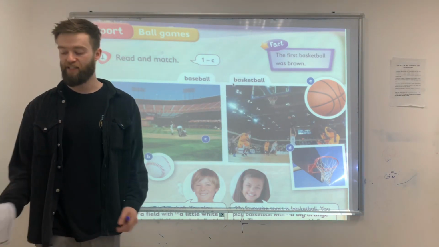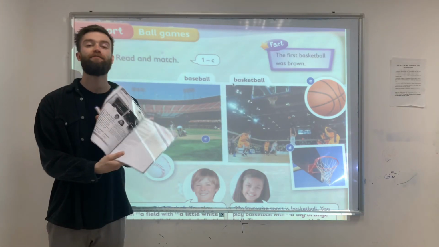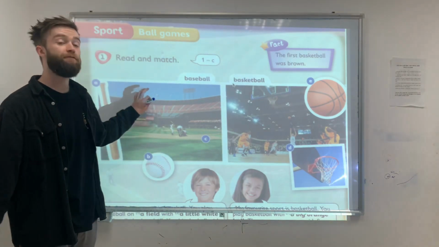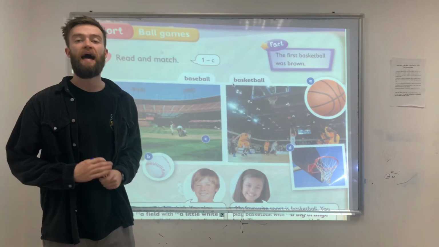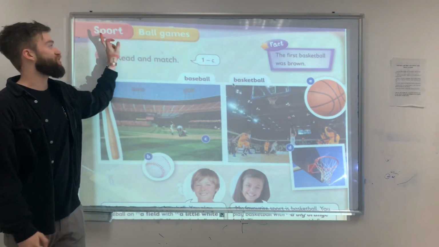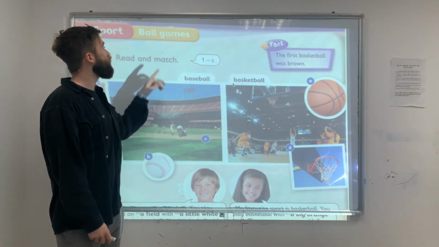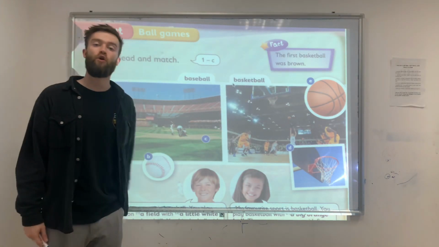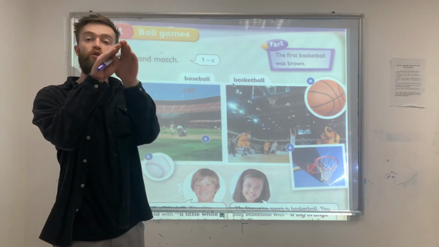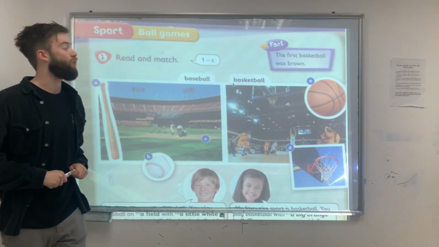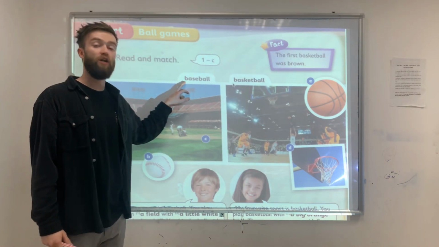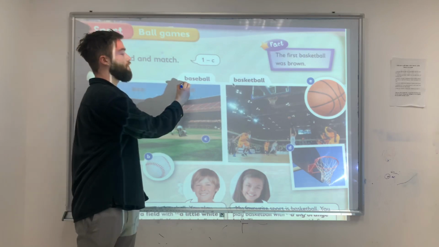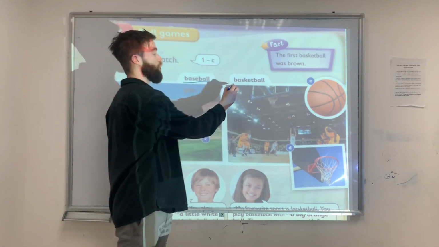So, for today's lesson, we are on page 24. Page 24 in your pupil books. And today, we are looking at sports. And we are looking at ball games, okay? So, sports where we use a ball. Now, for today's lesson, we are looking at baseball and basketball.